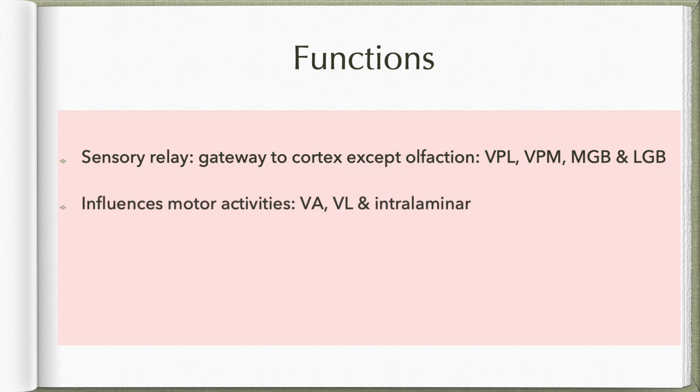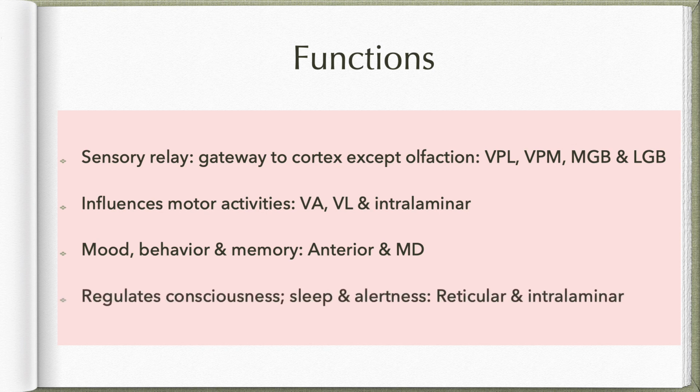The second function is it influences motor activities. The nuclei involved in this function are the ventral anterior, ventral lateral, as well as the posterior part of the intralaminar group of nuclei. It has a role in regulating mood, behavior, and memory by its connection to the limbic lobe centers. So the nuclei involved are the anterior nucleus and the medial dorsal nucleus.